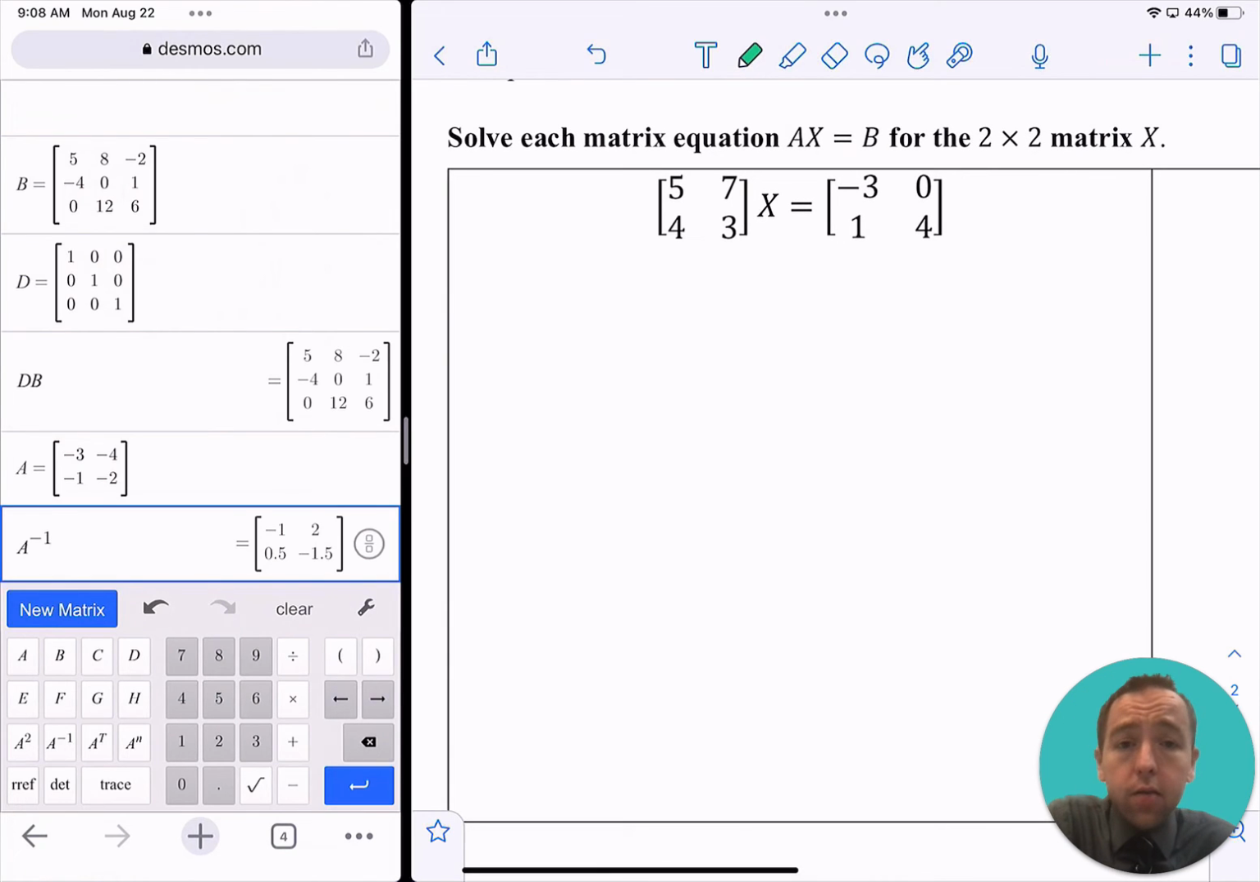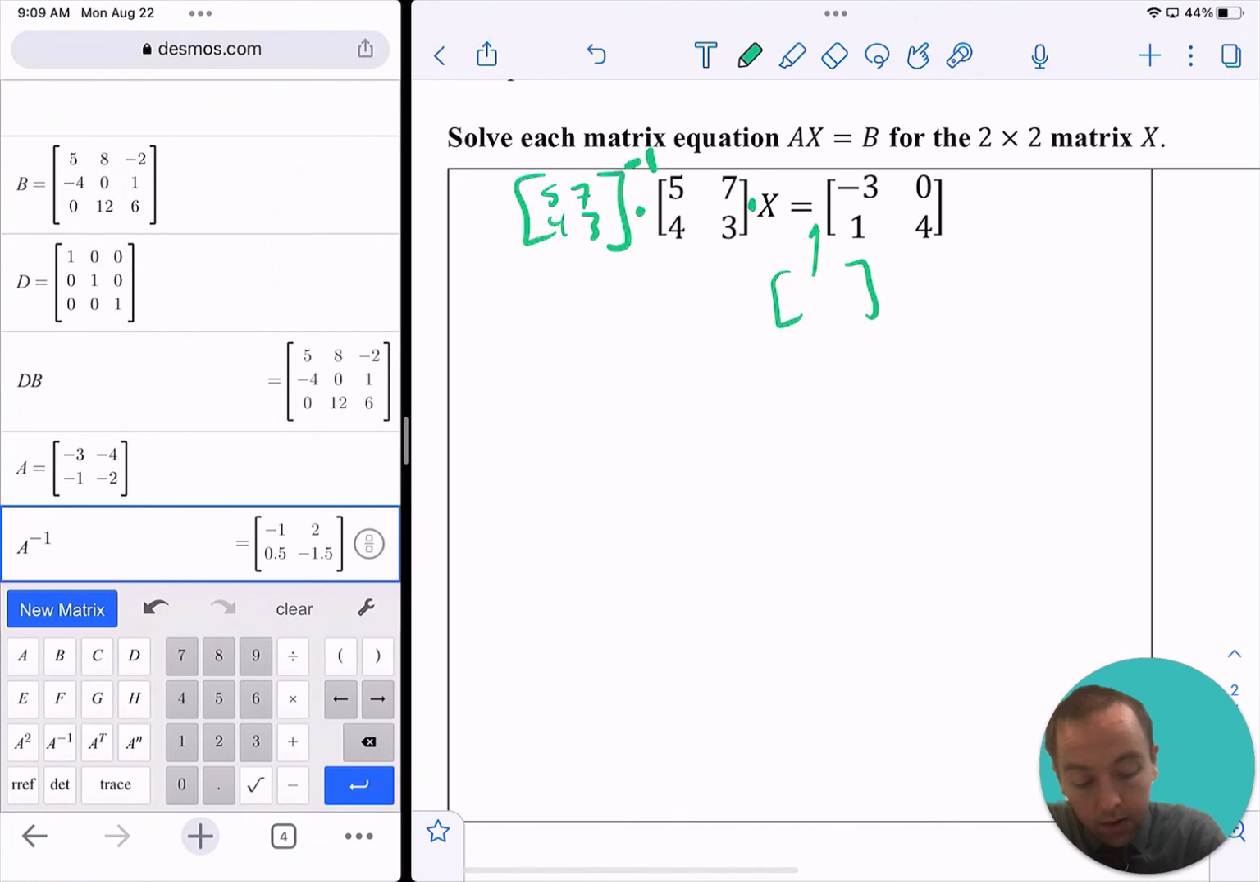So it says here to solve the matrix equation, which is of the form AX equals B, for the 2 by 2 matrix X. More simply, just solve for x. So if I wanted to solve for x, what I need to undo is this multiplication, in front of which is this matrix 5, 7, 4, 3. So in front of the 5, 7, 4, 3, you'll want to put the inverse of whatever 5, 7, 4, 3 is. And similarly, whatever the inverse of 5743 is, I need to multiply it to the other side.